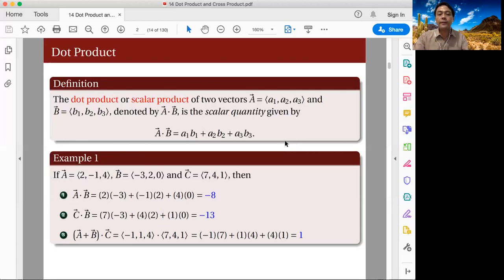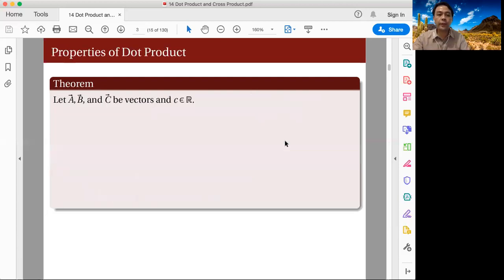Now we emphasize that the dot product is a real value. Okay, it is a number, a scalar value. Now what are the properties that govern dot products? So suppose that we have three vectors, A, B, and C, and a real value, a small c.